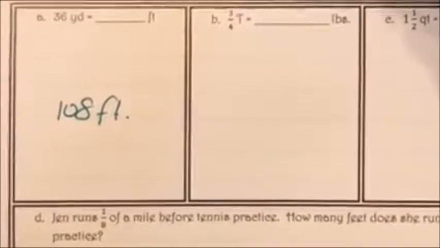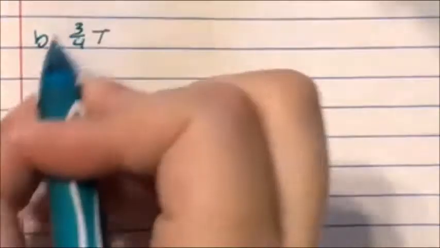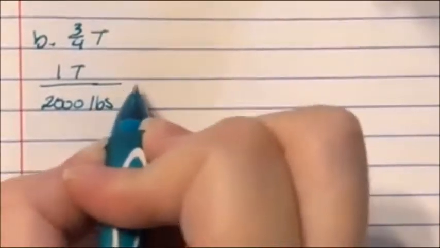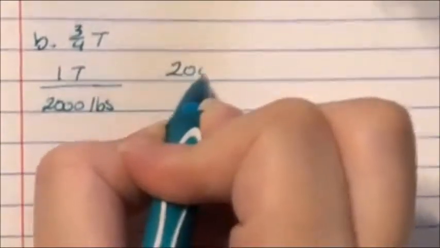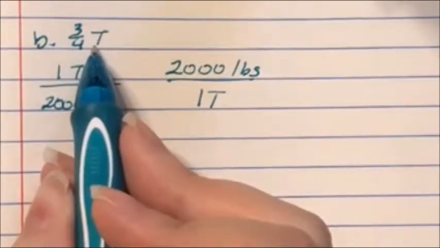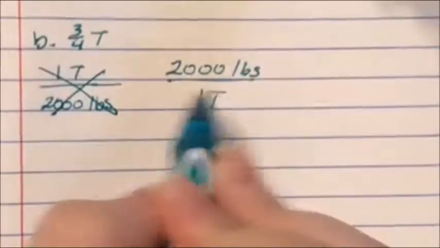Letter B says 3/4 tons equals blank pounds. I'm going from tons, and I want to go to pounds. 1 ton equals 2,000 pounds. LBS represents pounds. So I can either have one of these 2 conversions. Tons right now is in the top. I want to get rid of it. So that means it has to be in the bottom. So I can't use this one. I have to use this one.